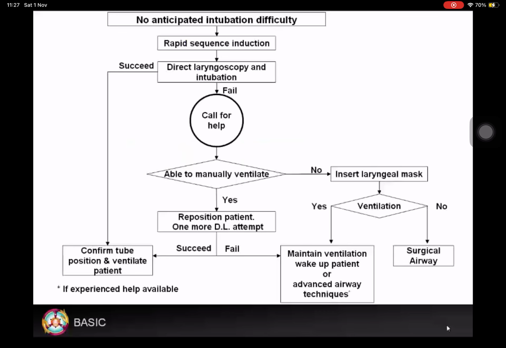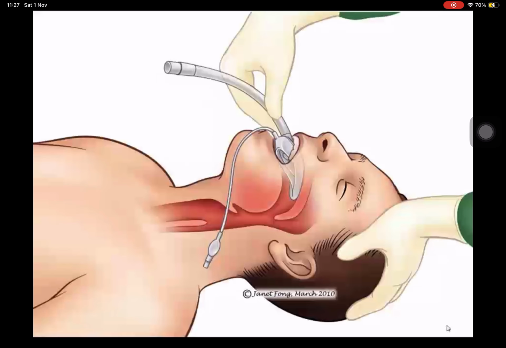This is an example of a very simple algorithm for endotracheal intubation failure. It can be found in your course manual. However, if your unit has a standard algorithm for this situation, use that instead. A simple technique that may be useful in this situation is ventilation through a laryngeal mask.